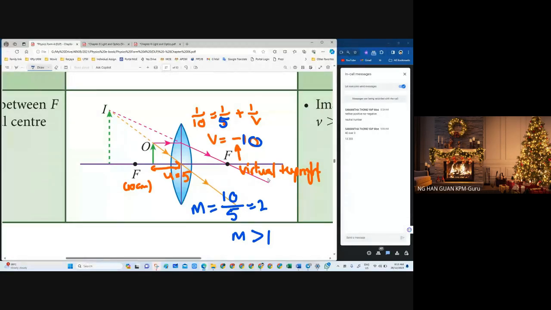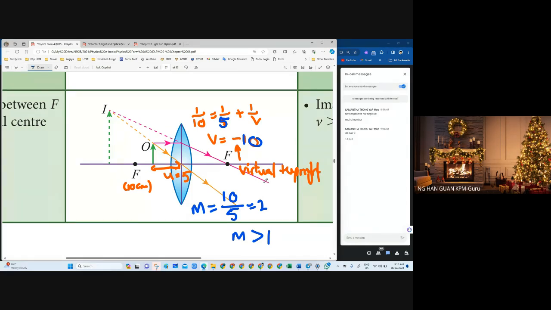Virtual, upright, magnified. If you want to compare the object height and image height, you can use this magnification. If you place the object at half of F here, and your object is 2 centimeters high, then the image will be 4 centimeters because magnification is 2. So from calculation, without drawing, we're able to know all the characteristics of the image.